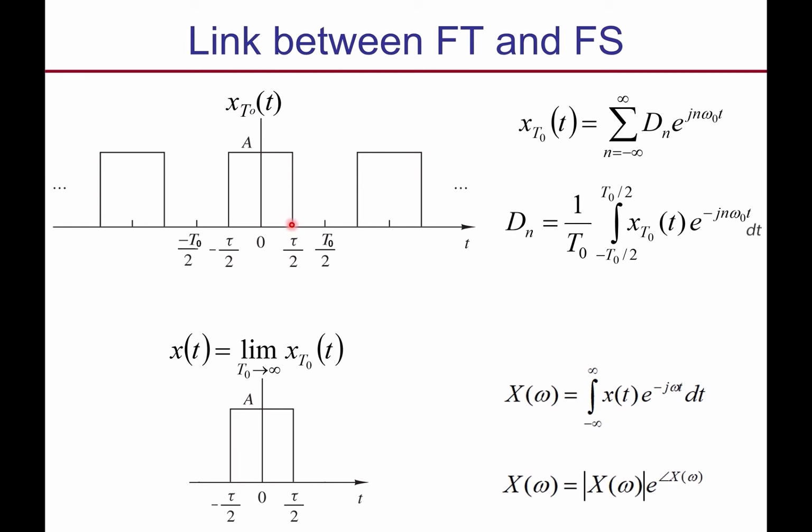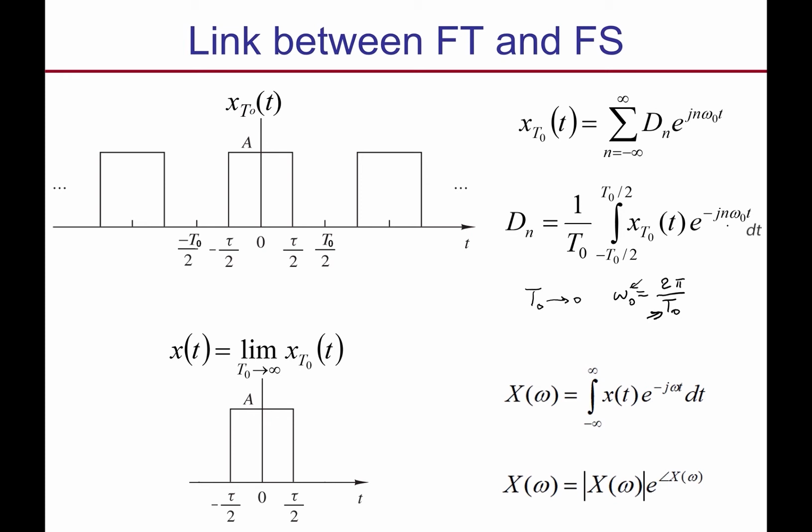And this is the relationship between Fourier series and Fourier transform. You just let t0 go to infinity. And then x of t0, this periodic signal, will become x of t, this aperiodic signal. And in this integral here, dn, if you make t0 large, the period goes to infinity, then let's see what happens to omega 0. That would be 2 pi over t0. So if t0 becomes large, omega 0 will become very, very small.